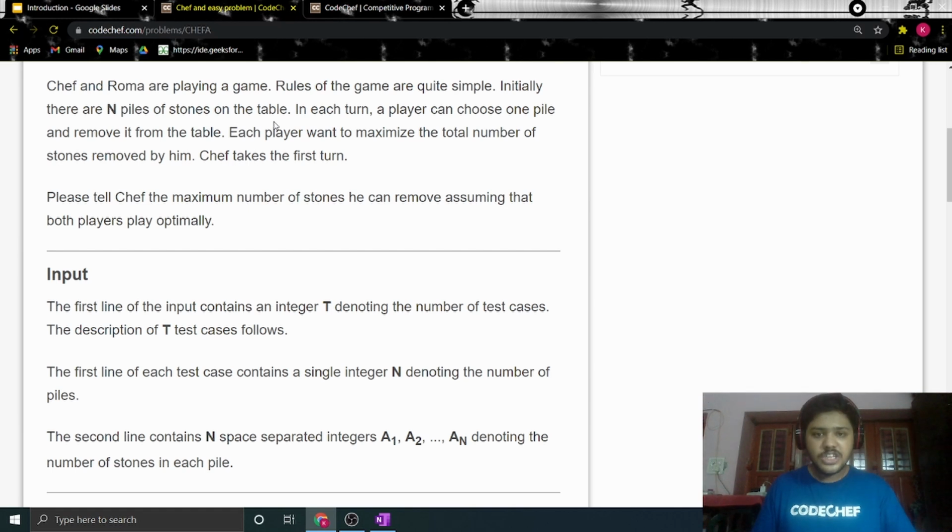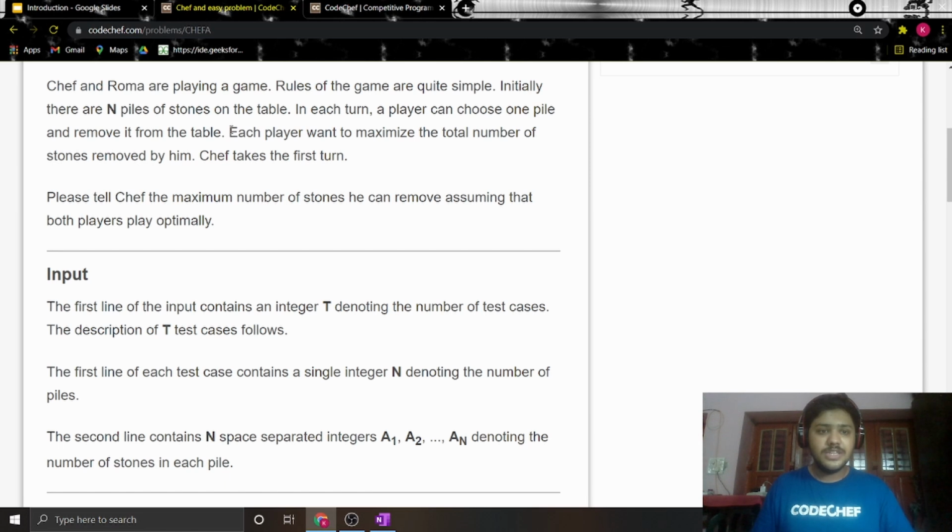Now in each turn a player can choose one pile and remove it from the table. When it is a player's turn, they can choose a pile and remove that pile from the table. Suppose the player removes the ith pile, then they get a of i stones. Now each player wants to maximize the total number of stones removed by them, and Chef takes the first turn.